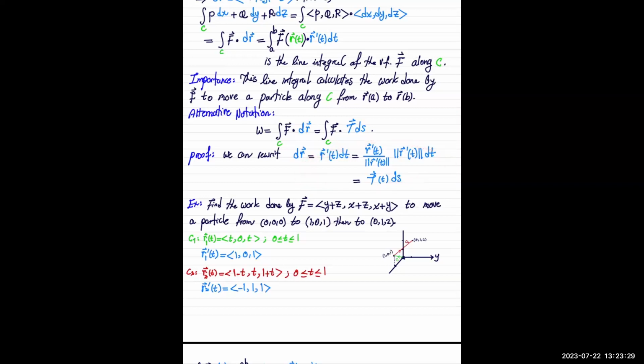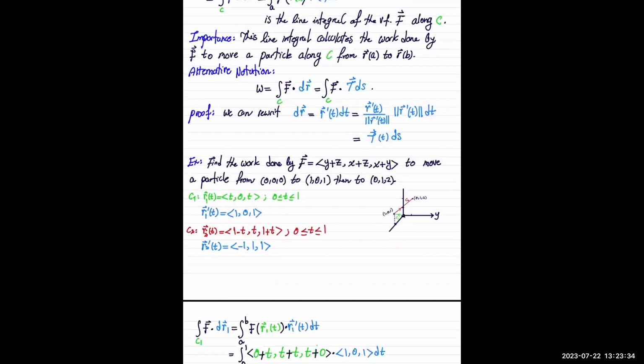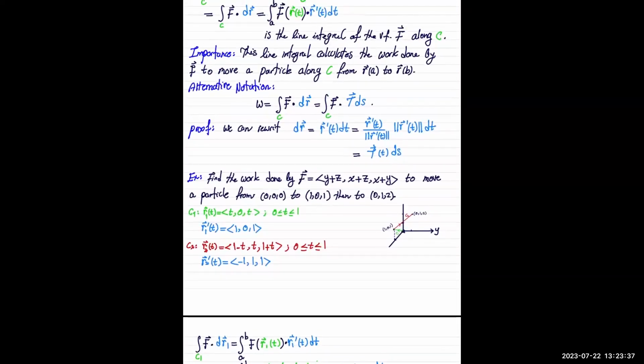But a question here is to find the work done. This is a fairly long question, but we just get through it. Find the work done by this vector field. So this has a P component, that's P of X, Y, Z. This is Q of X, Y, Z. And this is R of X, Y, Z, to move a particle from the origin to the point 1, 0, 1.